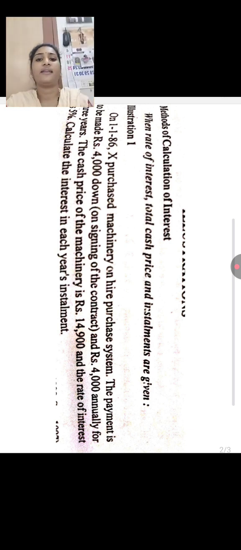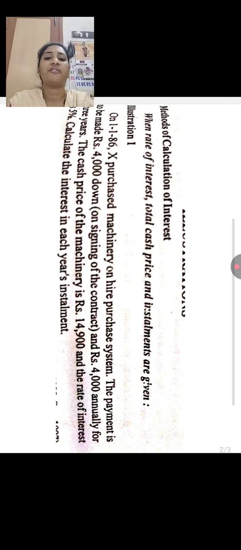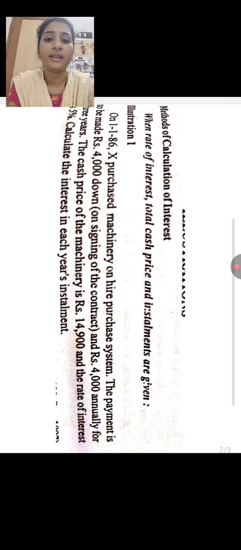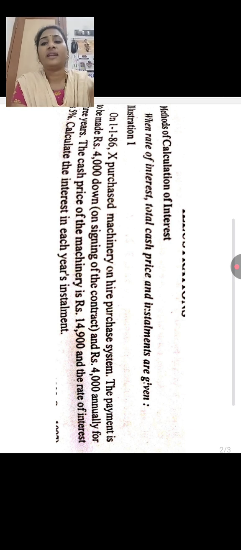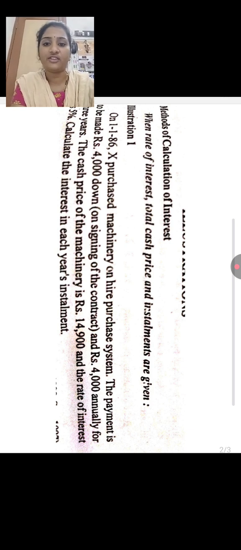Okay, now we can see an illustration sum. I have taken this illustration as a method of calculating interest, how he is going to pay the interest. I have chosen this sum for when the rate of interest, total cash price and installment are given. While we are purchasing a product, the interest, total cash price and installment will all be given for that particular goods. So in that case, this is how we do the calculation.